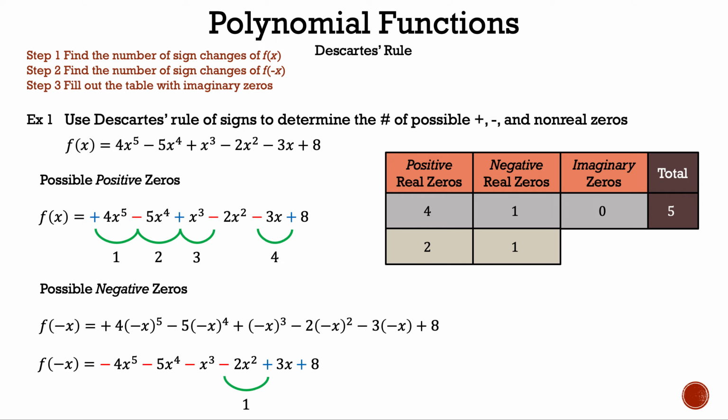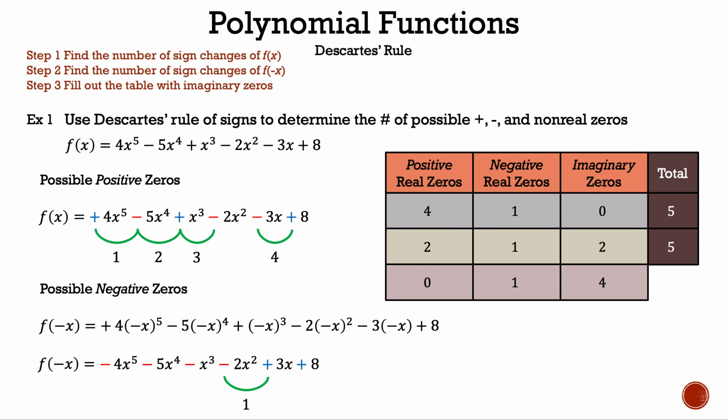Since we subtracted 2 from the positive zeros, we have to put that in the imaginary zeros to make our total 5. Do we think there is another case? That's correct, there is. We can still subtract 2 from the second case, which means we will have 0 positive zeros and 1 negative 0.